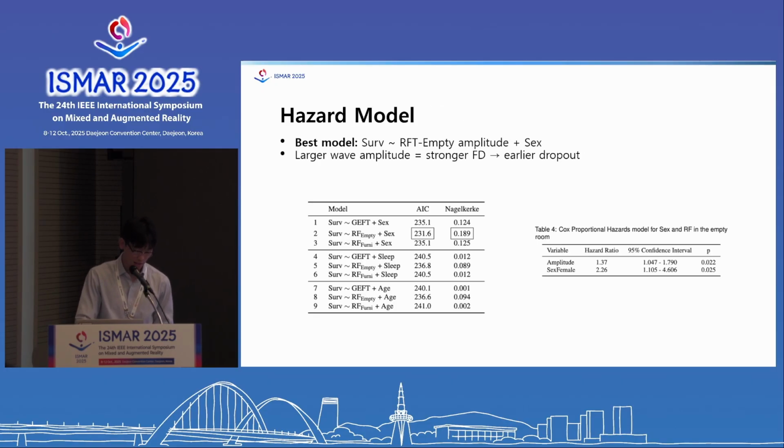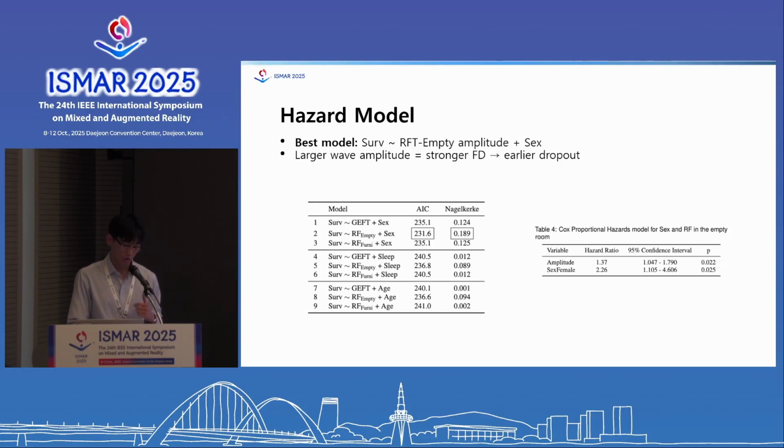So to tie this together, we modeled the dropout time using Cox regression. The best model combined sex and the empty room rod and frame test amplitude. So each unit increase in field dependence amplitude increased dropout hazard by 37%. And females had 126% higher hazard than males. So hypothesis 1 was supported. More field dependence meant shorter VR tolerance with our measurement.